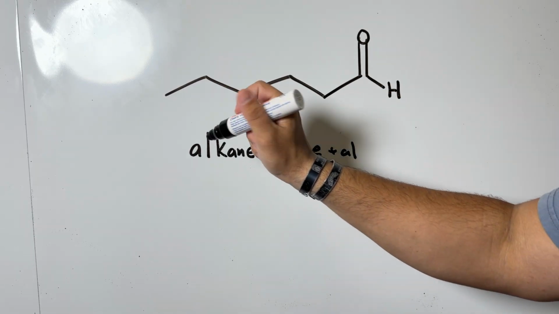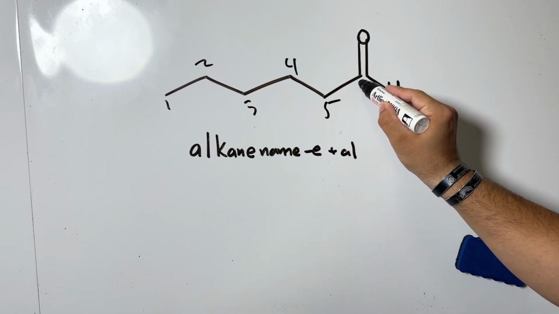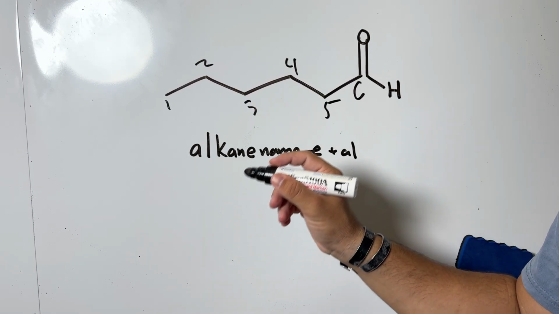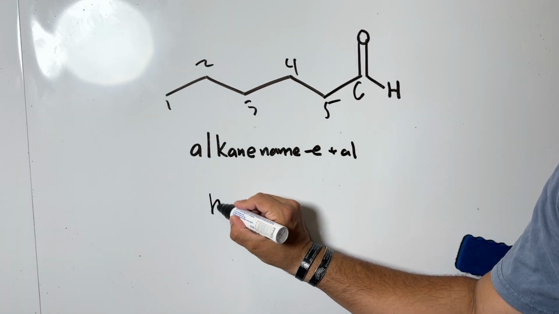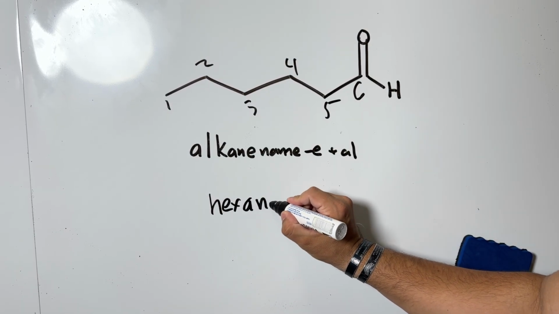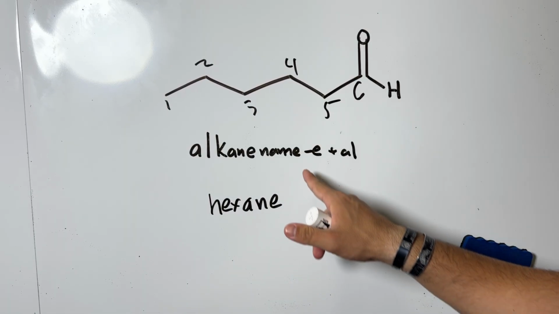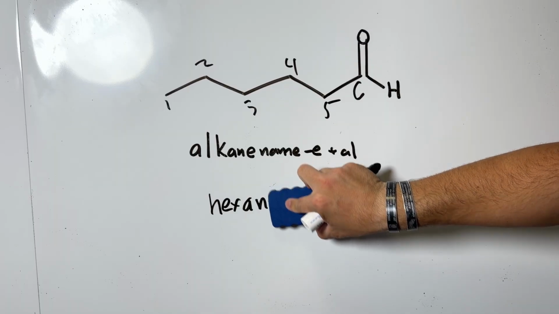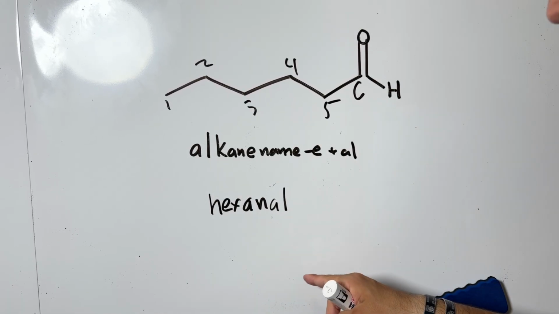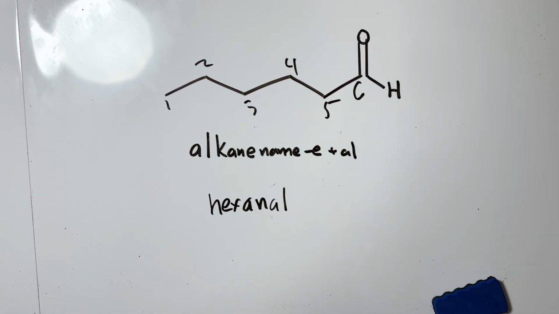So let's count this. We have 1, 2, 3, 4, 5, 6 carbons. So we know to name an alkane, the prefix is the number of carbons. So for 6, the prefix is hex. And we know for an alkane, the suffix is ane. So if this was an alkane, which it's not, it's an aldehyde, it would be hexane. Now we have to lop off this E here. So we have hexan, and then al. So hexanal, not hexanol, hexanal. Hexanol is an alcohol.